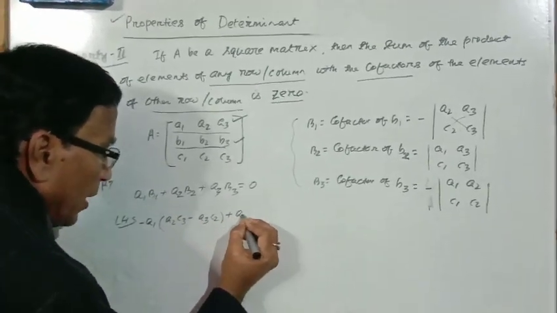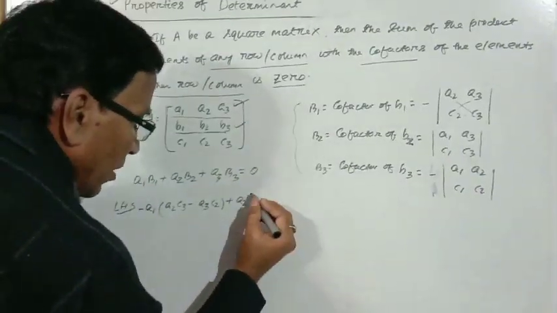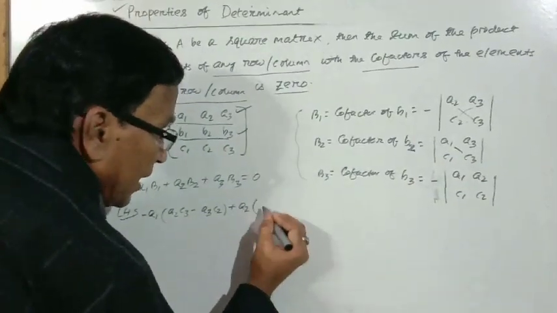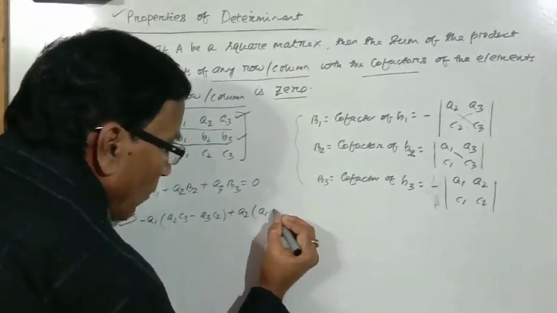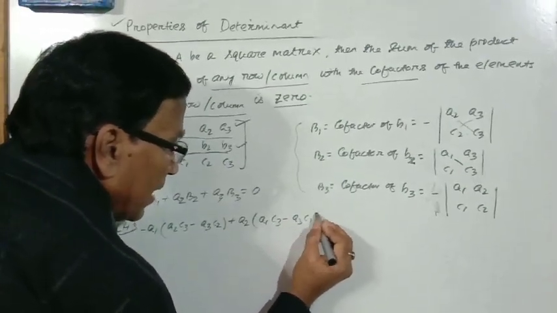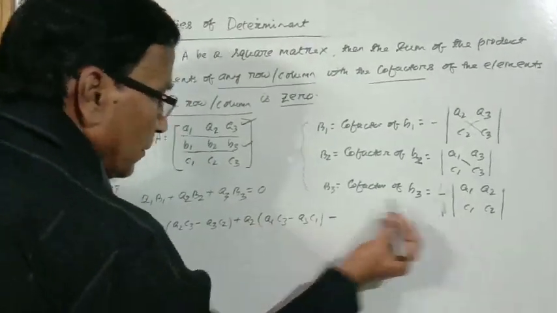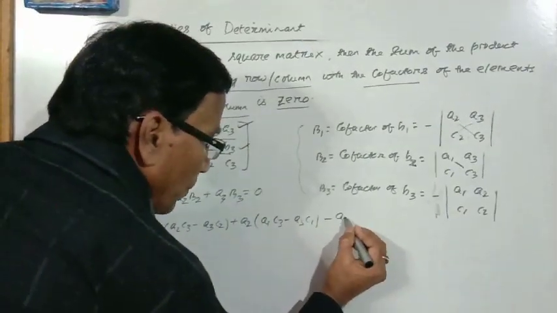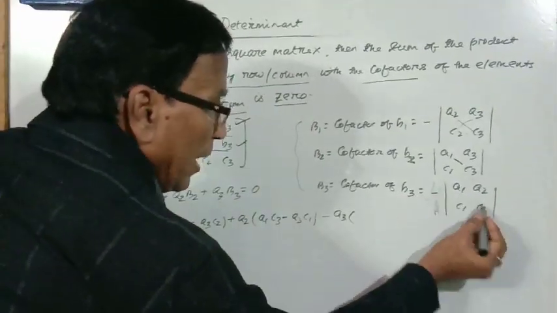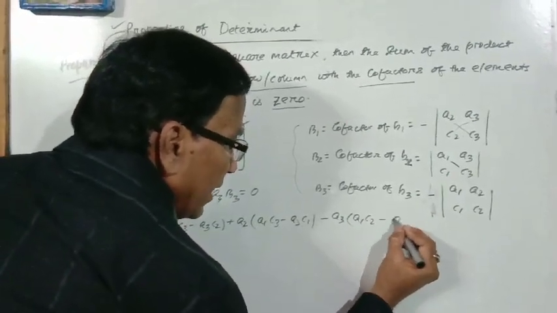plus A2 into capital B2, the cofactor of B2, that is equal to the determinant of this, which is A1C3 minus A3C1, and minus A3 into capital B3, the cofactor of B3, which is equal to A1C2 minus A2C1.